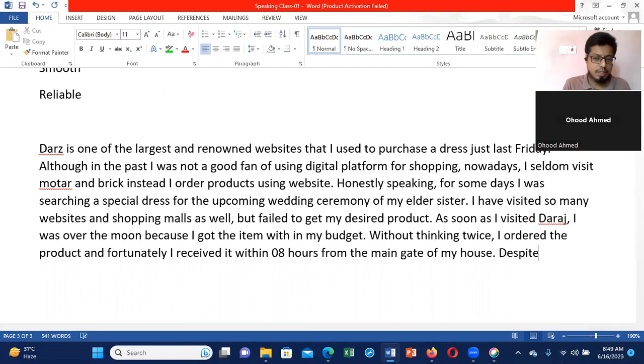Despite some, you can say, some disadvantages or ramifications or consequences. Consequences means ramification or disadvantages.